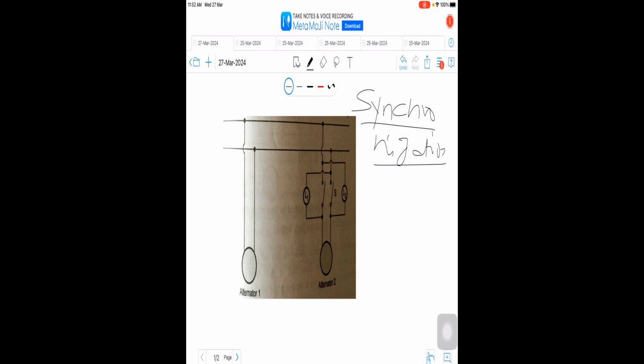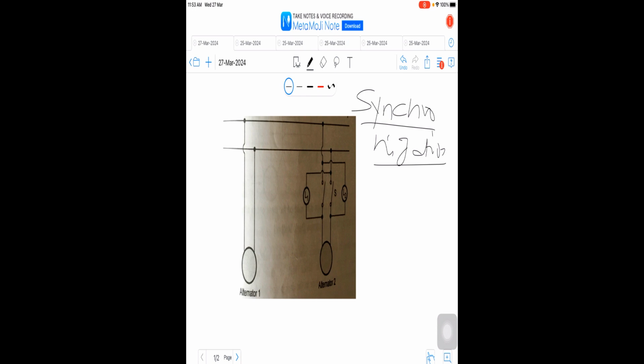Now, the process of switching an alternator to another alternator with a common bus bar, without any interruption in between, is called synchronization. Alternatively, we can define that connecting two alternators in parallel without any interruption is synchronization. You can connect a number of alternators in parallel.